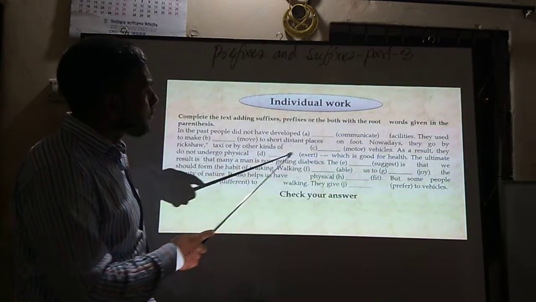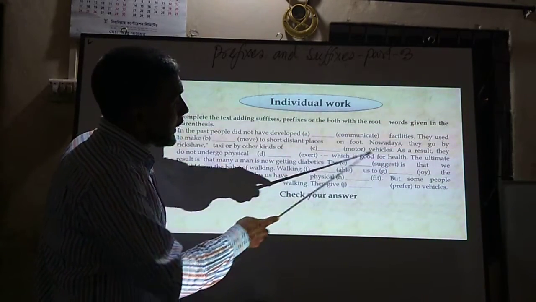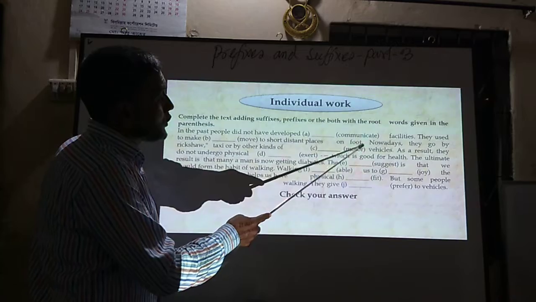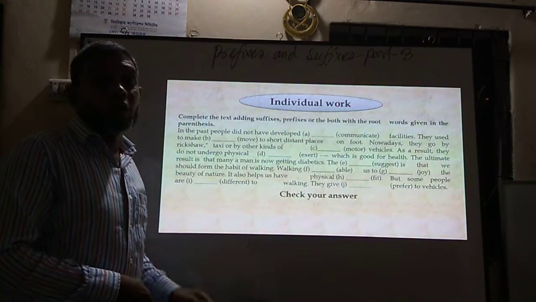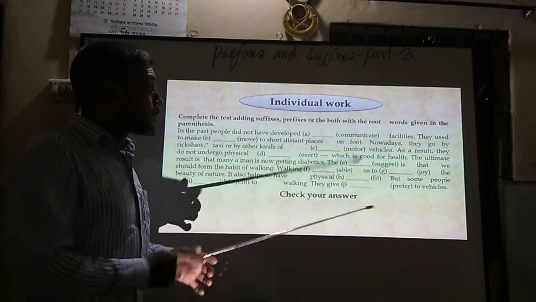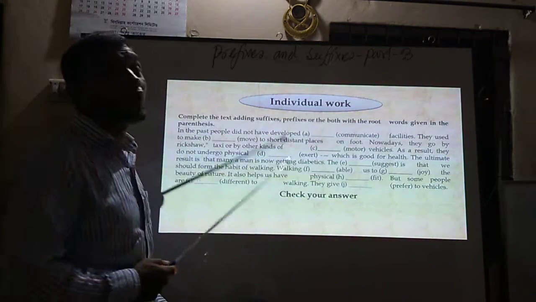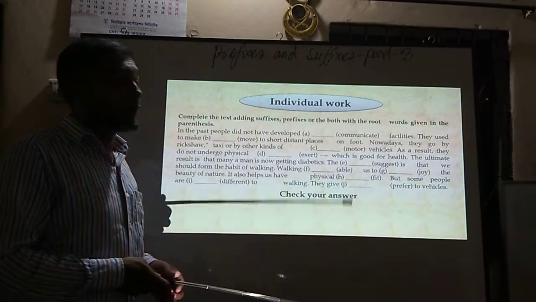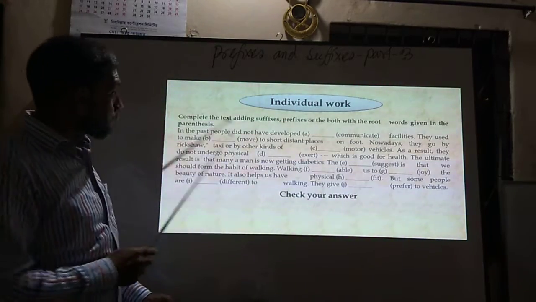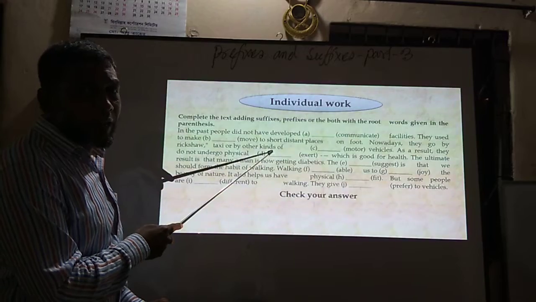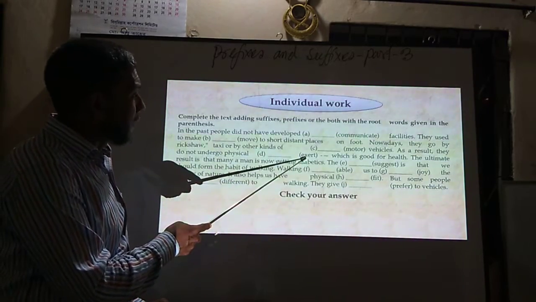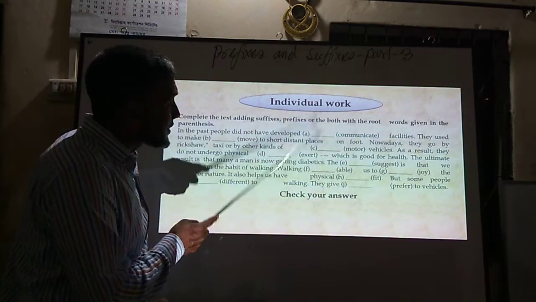And again, I told you that here we should use an adjective. But this is a noun. So the adjective of motor is motorized. So if I write the word motorized, then my answer will automatically be correct. Again, number D. I told you this place is for an adjective, but the word is a verb. So what is the noun form of exert?